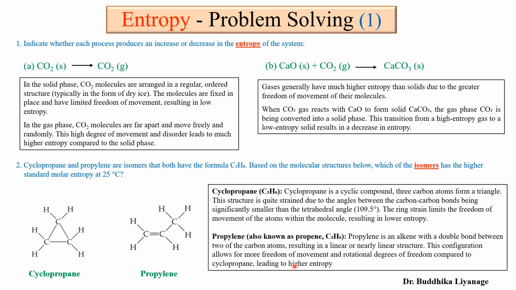Now let's go to the propylene molecule. Propylene is an alkene. Alkene means a double bond between carbon and carbon. This results in a linear or nearly linear structure, and this configuration allows more freedom for atoms to move and more rotational degrees of freedom, which leads to high entropy compared to cyclopropane. Cyclopropane, due to its high ring strain, has limited rotation or movement. Propylene has free movement of atoms because it's nearly linear, therefore high entropy.